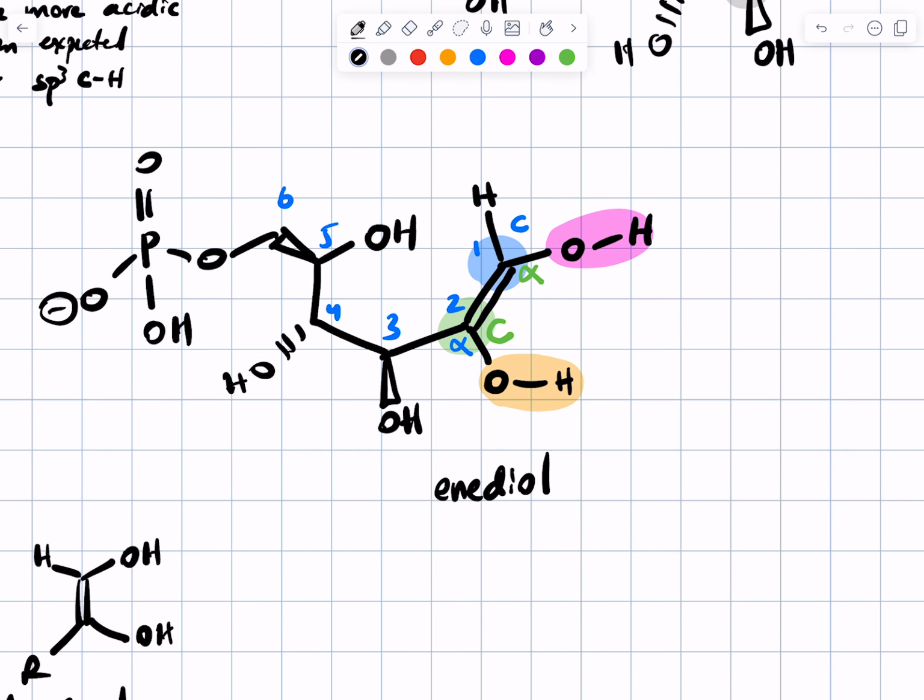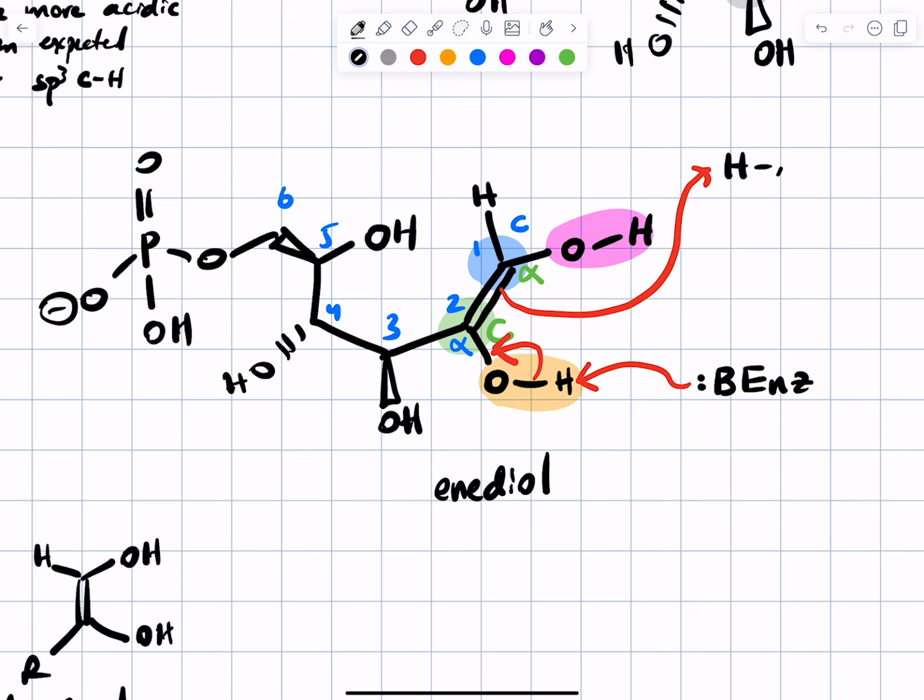So I can do a separate tautomerization reaction where I deprotonate the orange oxygen. Electrons kick here, then here to restore the pi bond. Then I break the carbon-carbon pi bond and I protonate on C1.